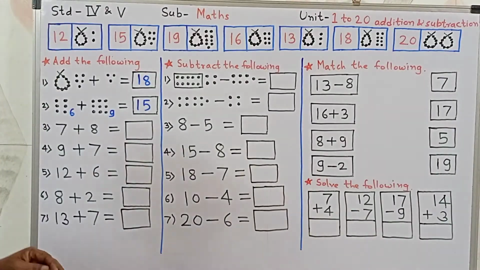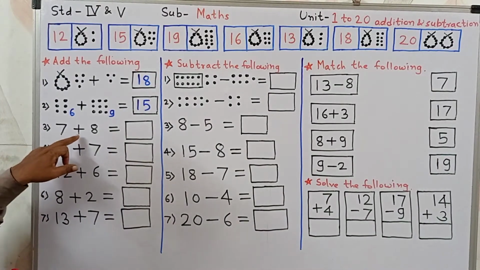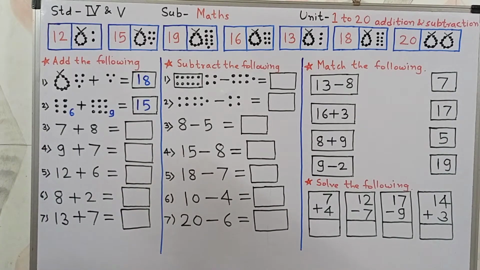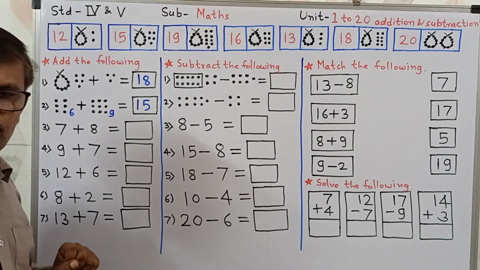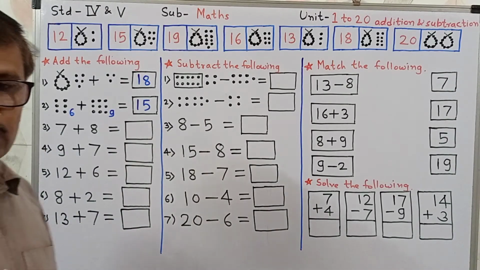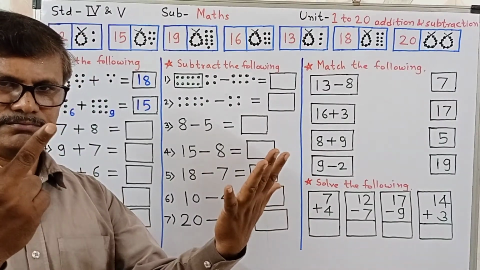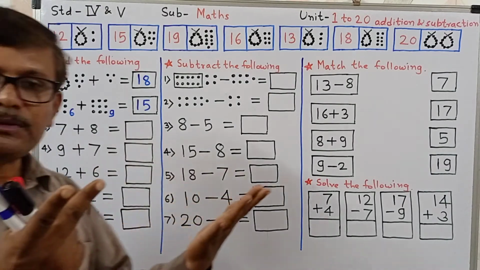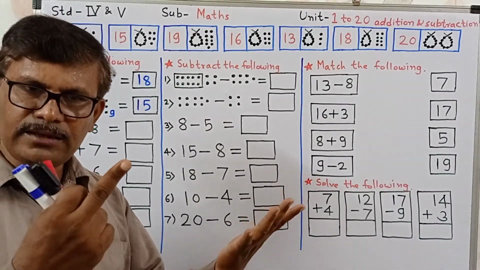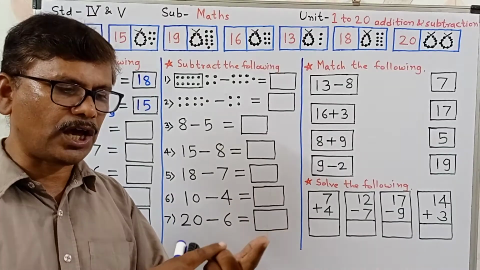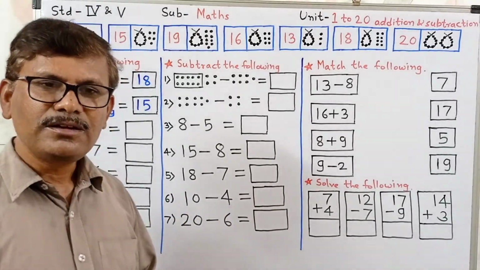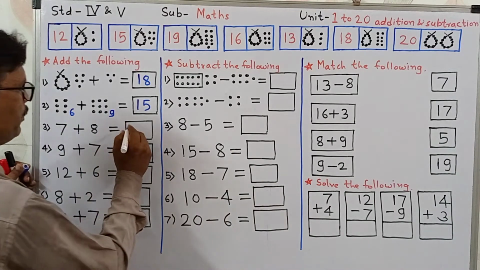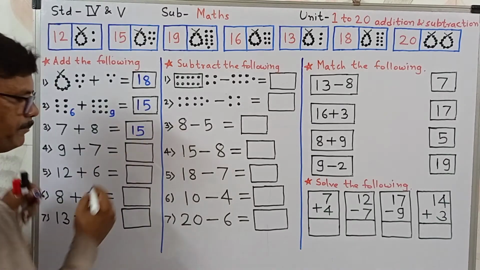Okay. Listen here. 7 plus 8. Which is the smaller number? The smaller number is 7. So take 7 fingers and count after the bigger number. The bigger number is 8. Count after 8. 9, 10, 11, 12, 13, 14, 15. The addition of 7 plus 8 is 15. So write here 15. This is the easy method.